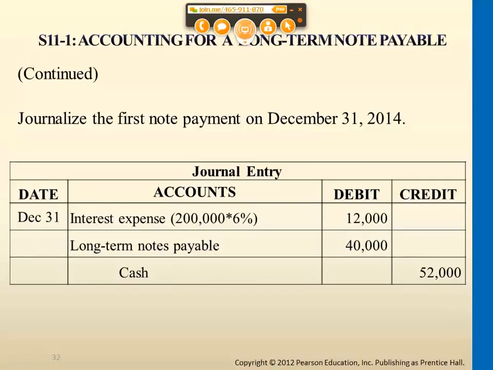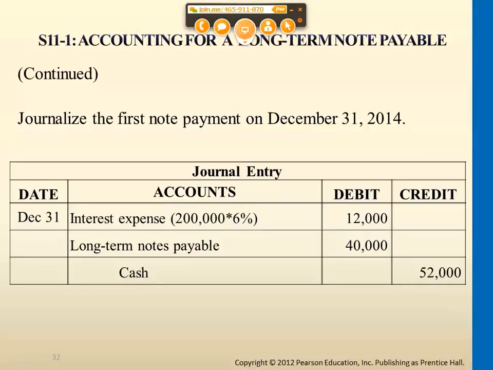Okay, so on the left-hand side we have interest expense, long-term notes payable, and there's also cash. These two are debit accounts. For cash we're paying $52,000, because $40,000 is principal and $12,000 is interest accumulated for a year. We're not accounting for how many months because this is a note that was signed at the beginning, January. So when it reaches year end, it's pretty much a year.